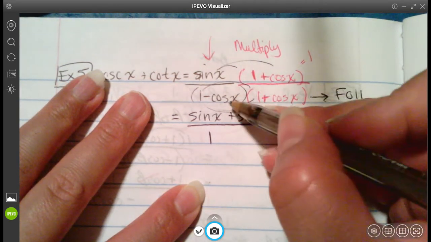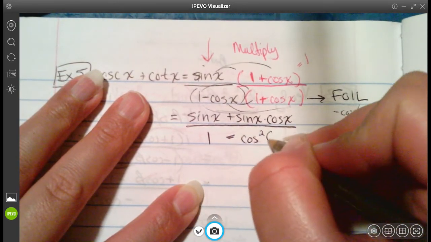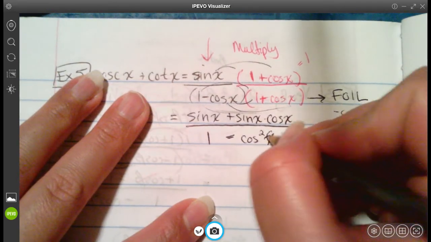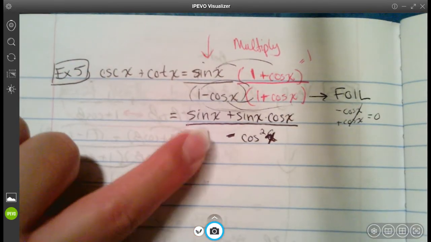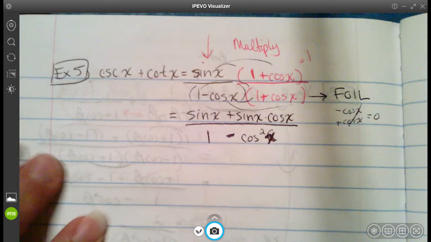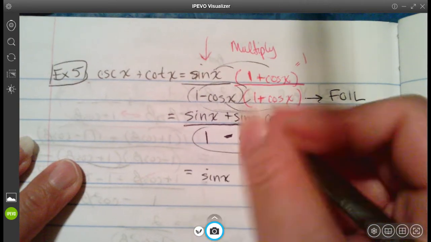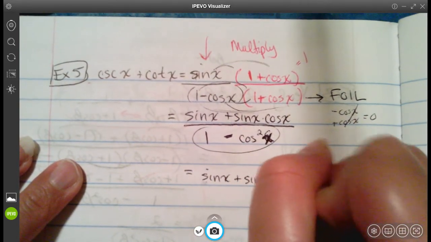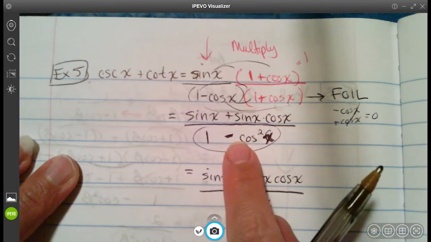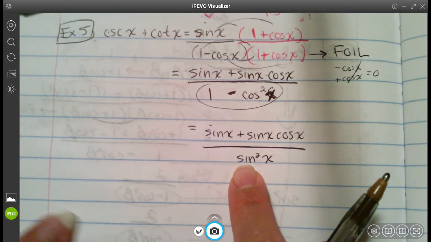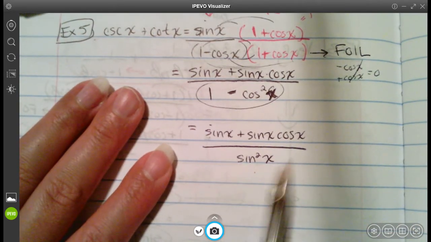So there's no middle term. And then we do cosine of x times cosine of x. One of them is negative, so it's minus cosine squared x. And this is an identity. This is equal to sine square of x. So we're going to rewrite this again: sine of x plus sine of x times cosine of x, all over sine square of x. I went ahead and rewrote it with the identity sine square x, which is one of your Pythagorean identities. From here, you can notice that there's sines everywhere.